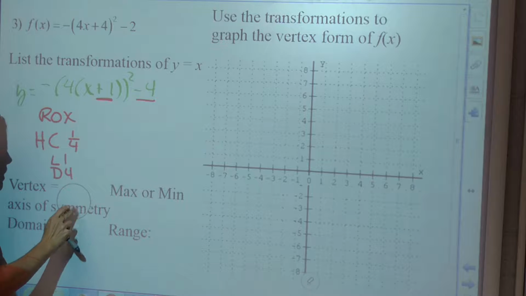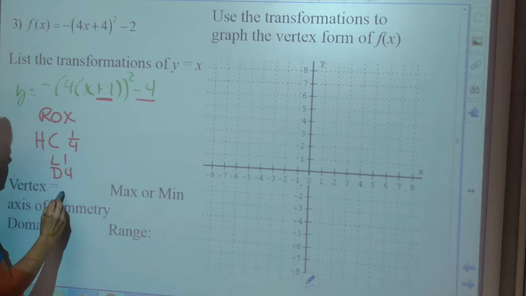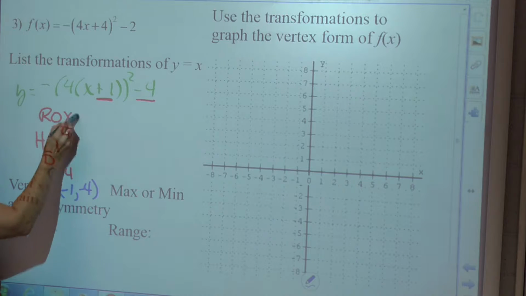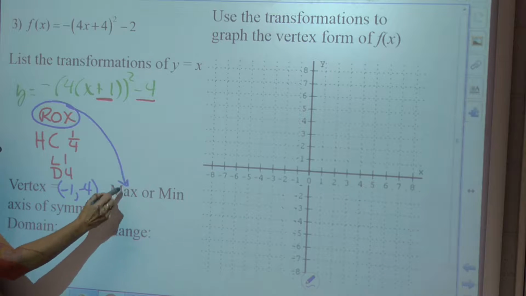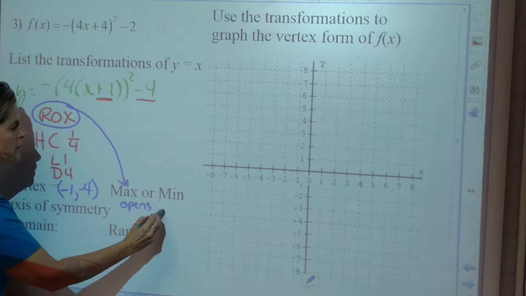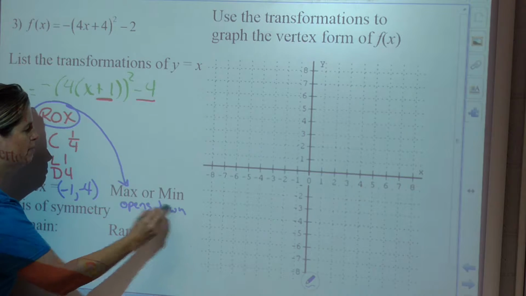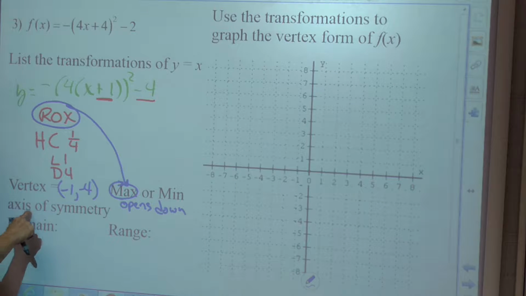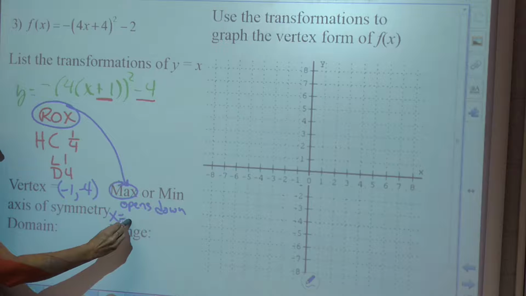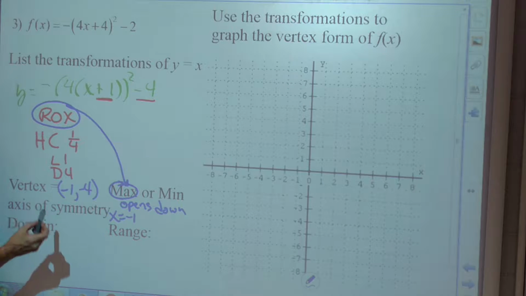Helps when you write what you say: -1, -4. And since it's a reflection, that tells me it turns down, opens down, and that makes it have a maximum. The axis of symmetry is based from the vertex, so that's going to be x equals -1. Axis of symmetry has to be an equation.